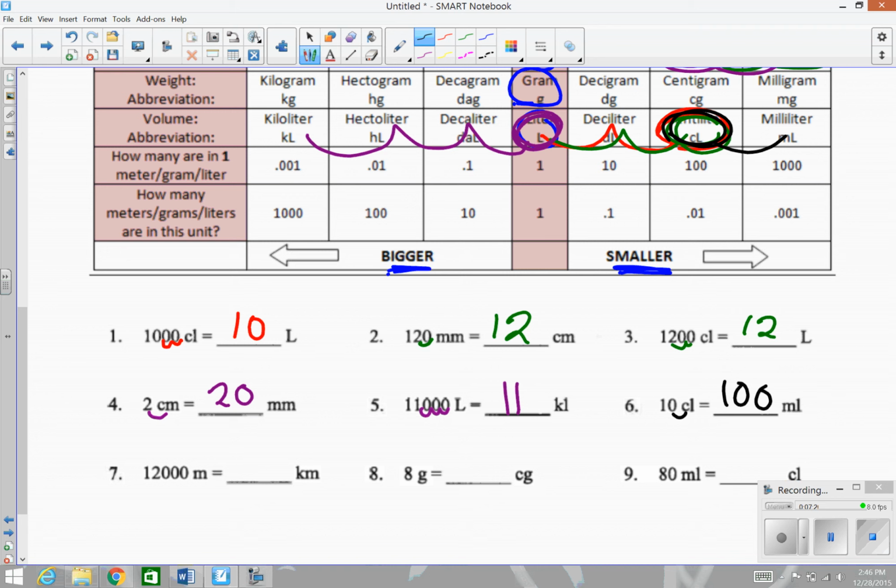What I'd like you to do now is try 7, 8, and 9 on your own, and I will check them tomorrow. When you're all set, flip the page.